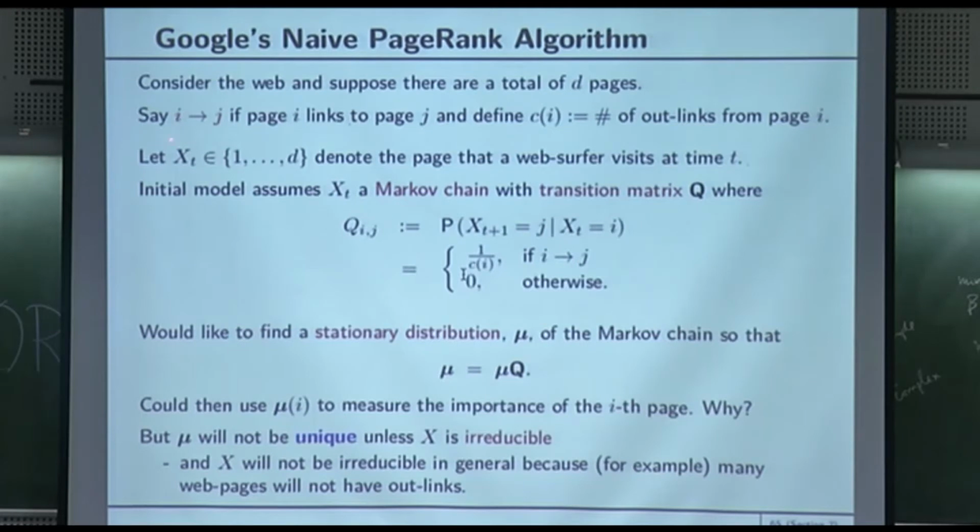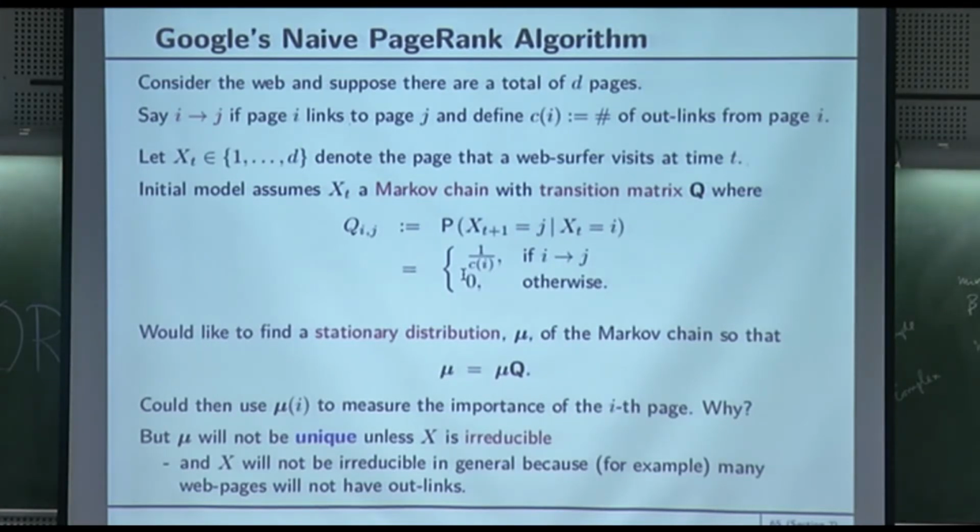So we say that i links to j, and we'll put an arrow there: i goes to j if page i links to page j. Define c_i as the number of outlinks from the page i. So you look at a particular page, you look at all possible outlinks that are coming from there, and define c_i to be the number of such outlinks from this page. Let x_t, in 1 through d, denote the page that a web surfer has visited at time t.